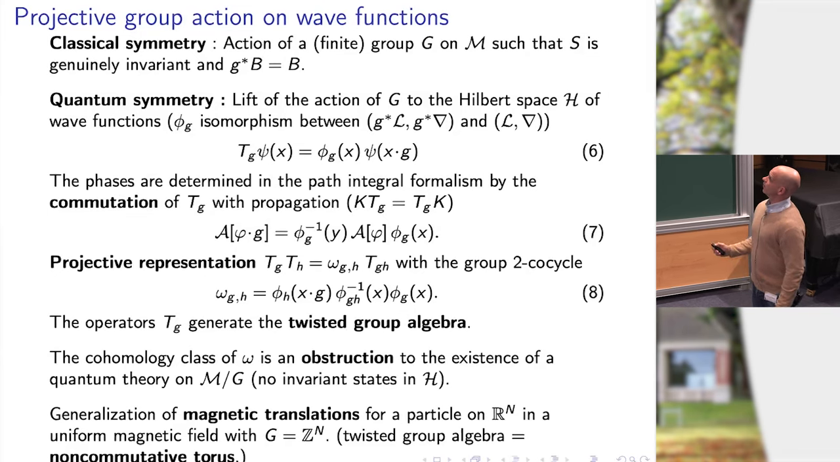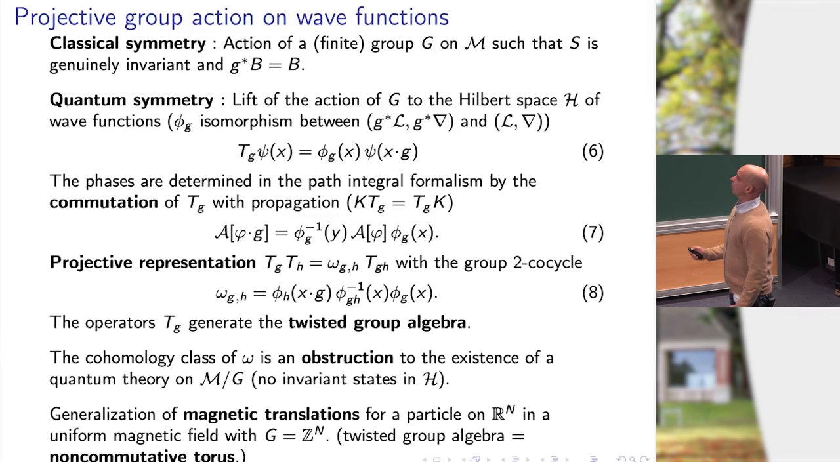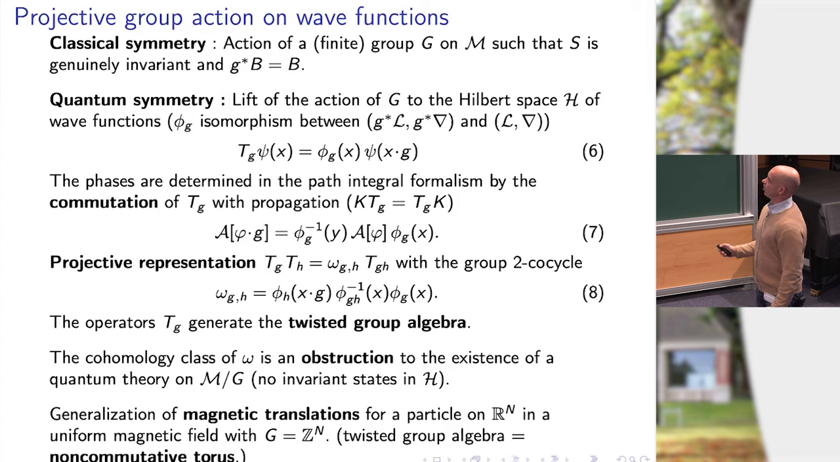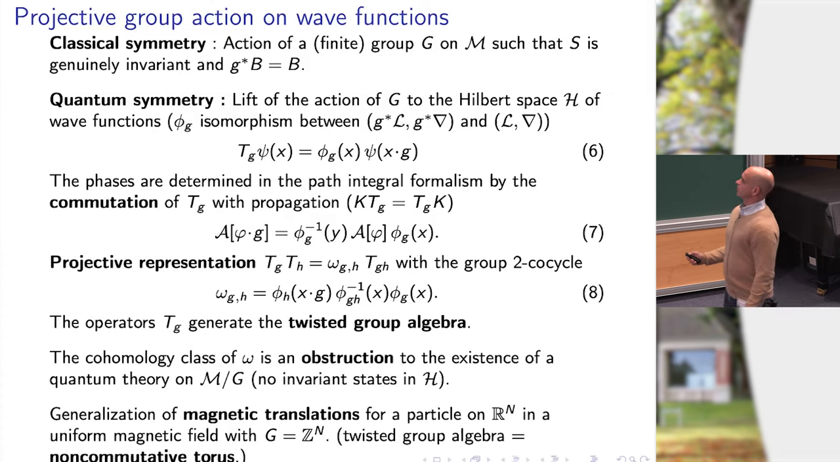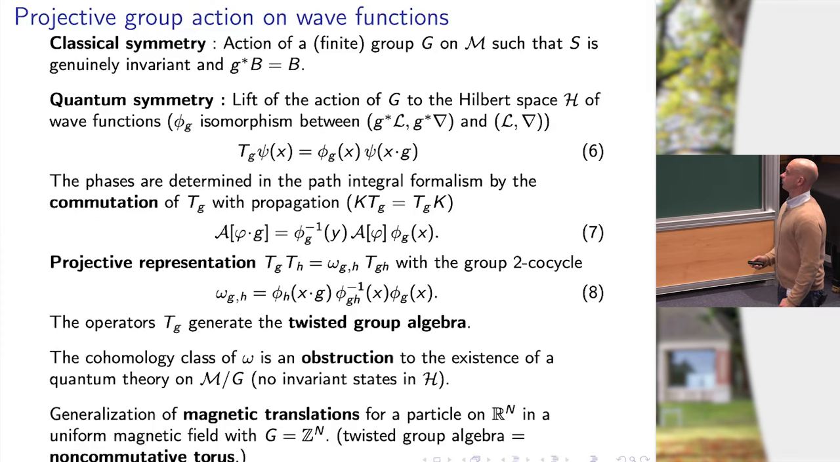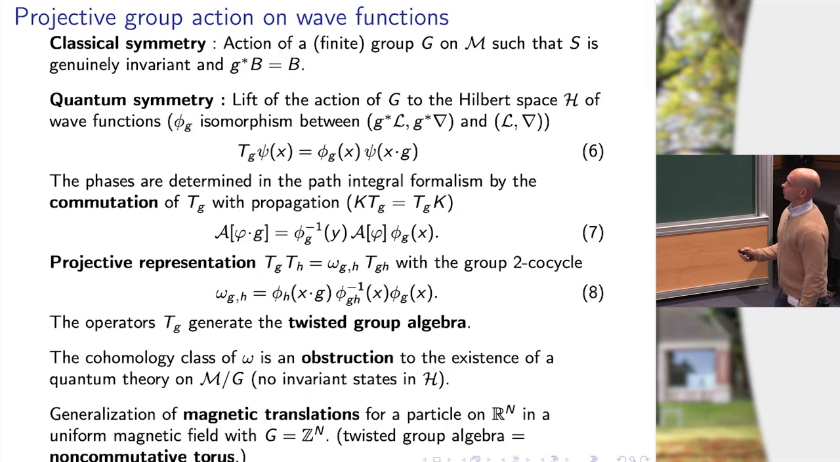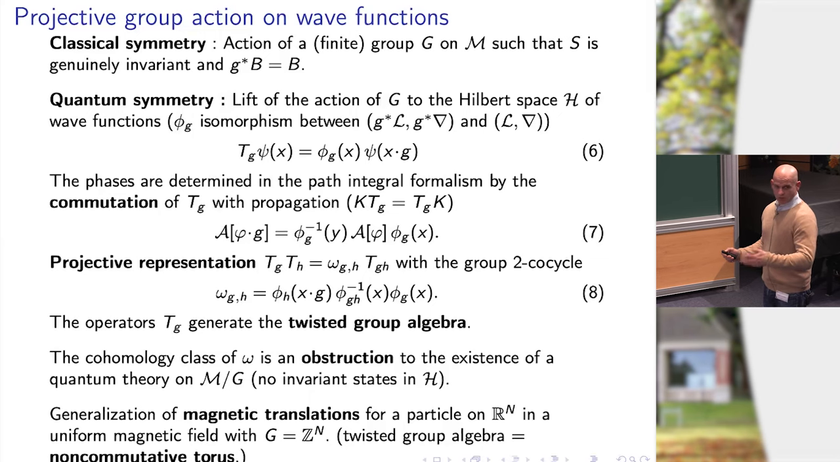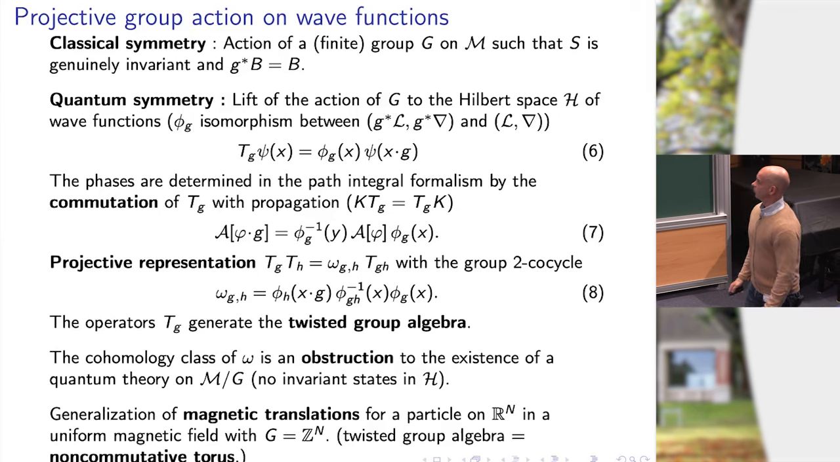And in fact, there is an action on the wave functions in the line bundle, and this action is a projective action. And then you get a projective representation of G on sections of the line bundle. So you first pull back the line bundle, and then you come back to it. You pull it back, this is this operation here, and then you come back. And this generates a projective representation of the group. Well, a typical example is the action of Zn on Rn in a uniform magnetic field. If you want the corresponding twisted group algebra, which is the algebra generated by this operator Tg, algebra, not group, it would be just a non-commutative torus.